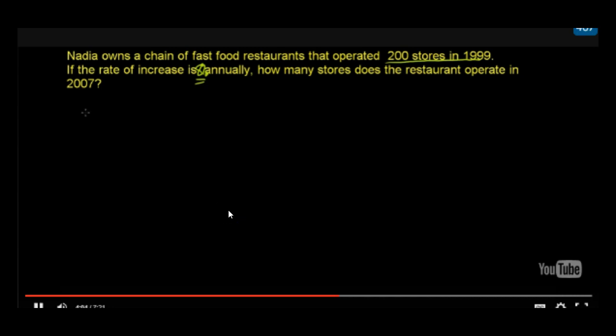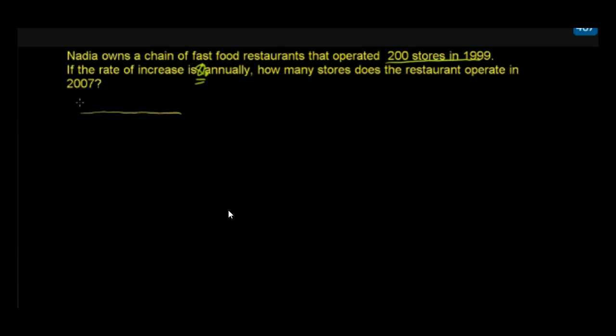So let's think about the same thing. Let's say years after 1999, and let's talk about how many stores Nadia is operating in her fast food chain. 1999 itself is 0 years after 1999, and she is operating 200 stores. Then in 2000, which is 1 year after 1999, how many is she going to be operating? Well, she grows at the rate of 8% annually.